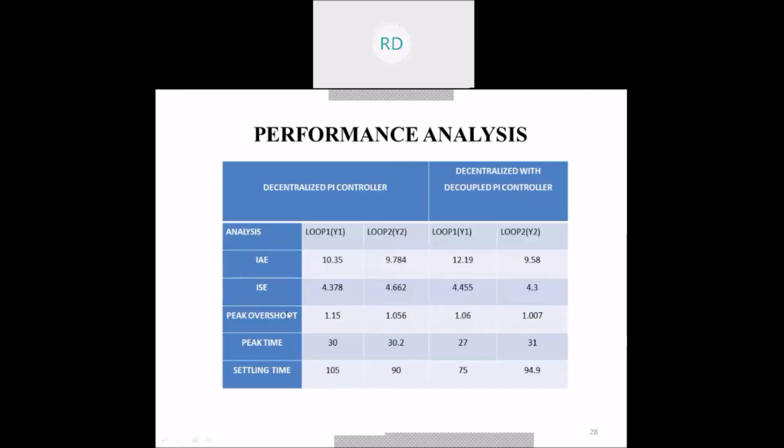And then peak overshoot, I'm getting lesser values with the decoupler. And if you are taking peak time, for the decoupler I'm getting the better result. For settling time, it is settled sooner with the decoupler. So overall analysis, the decoupler gives the better result.